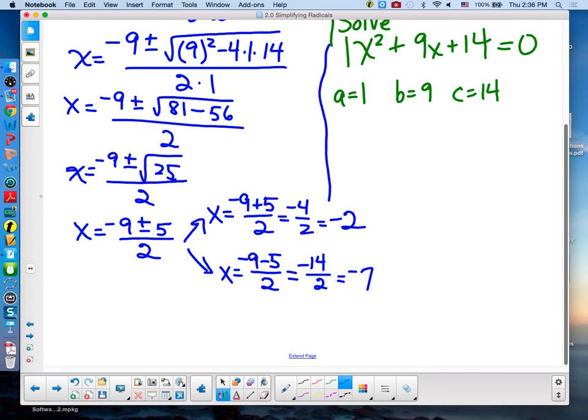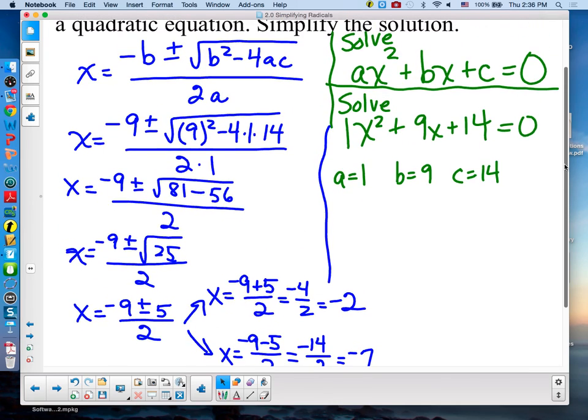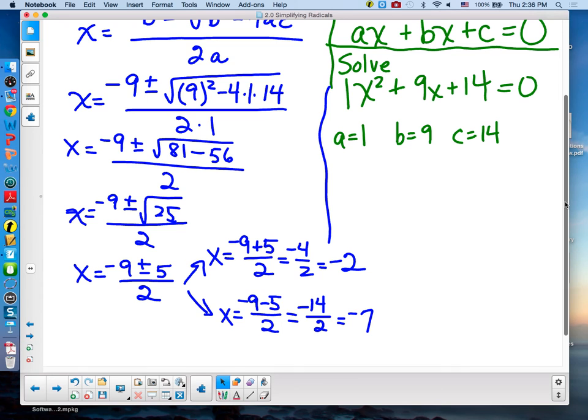Okay, so what did we just find? What we just figured out is this green equation we had over here. If you put negative 2 in for the x, both places, and calculate, it's going to be 0. Negative 2 squared is 4 plus negative 18 plus 14, that's 0. And if you put in negative 7, both places, negative 7 squared is 49, plus 9 times negative 7 is negative 63, plus a positive 14, that should come out to be 0 also. So you're getting the solutions to the equation.